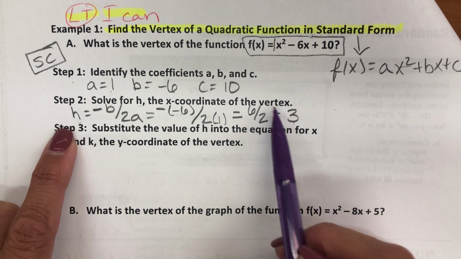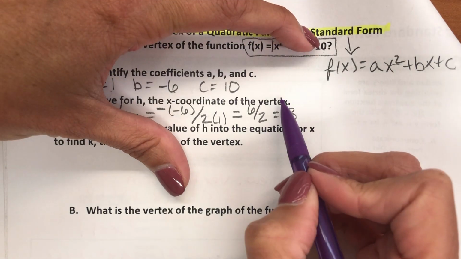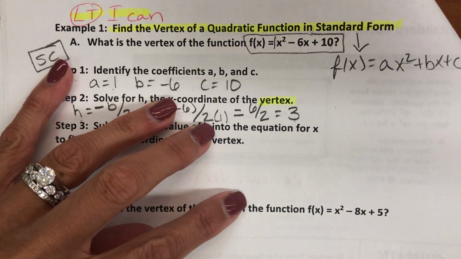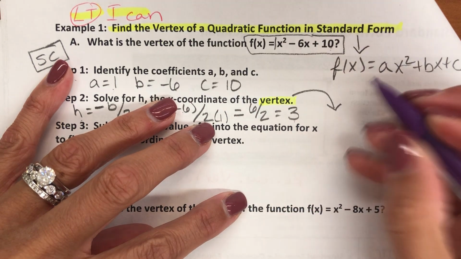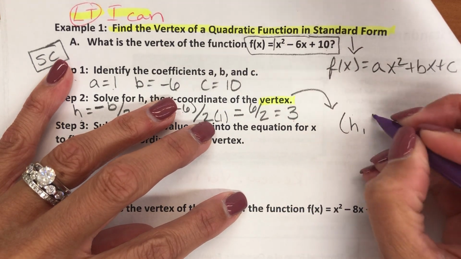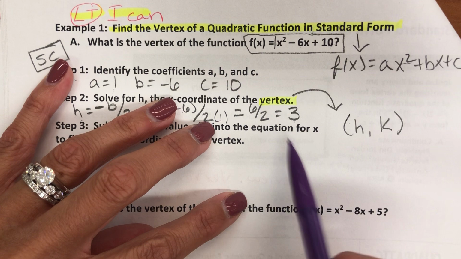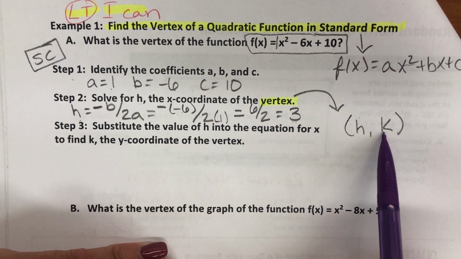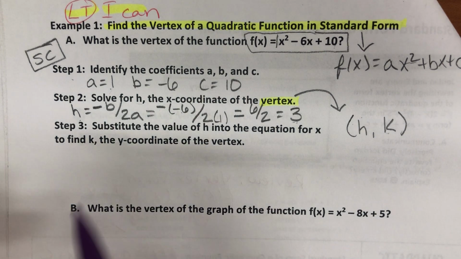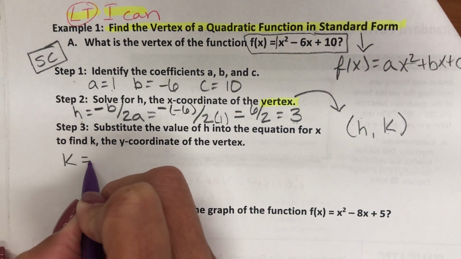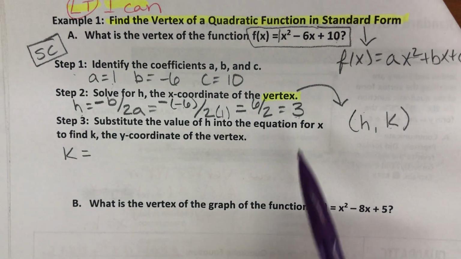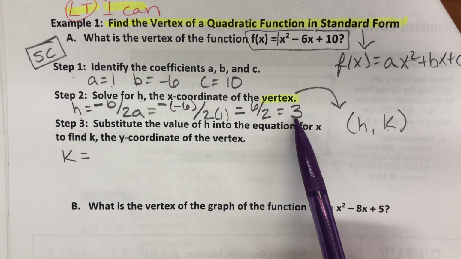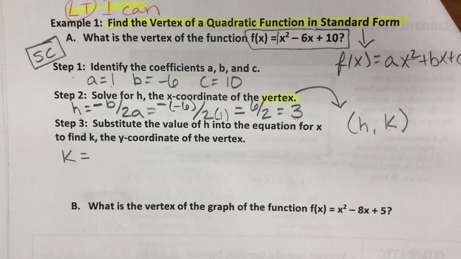And we're trying to find the vertex, remember? So the vertex is the point (h, k). So we have h, now we need to find k. So that's step 3. We're going to find k by plugging in the value of h for x.